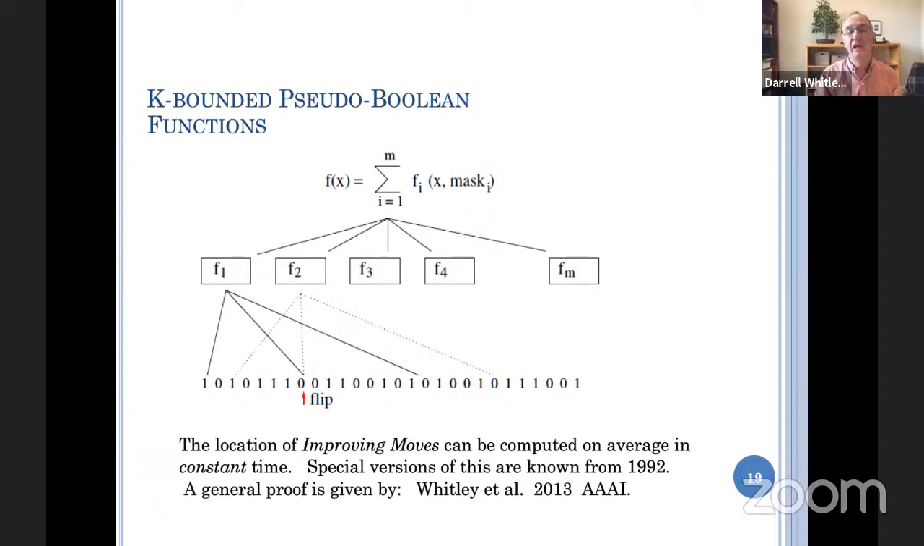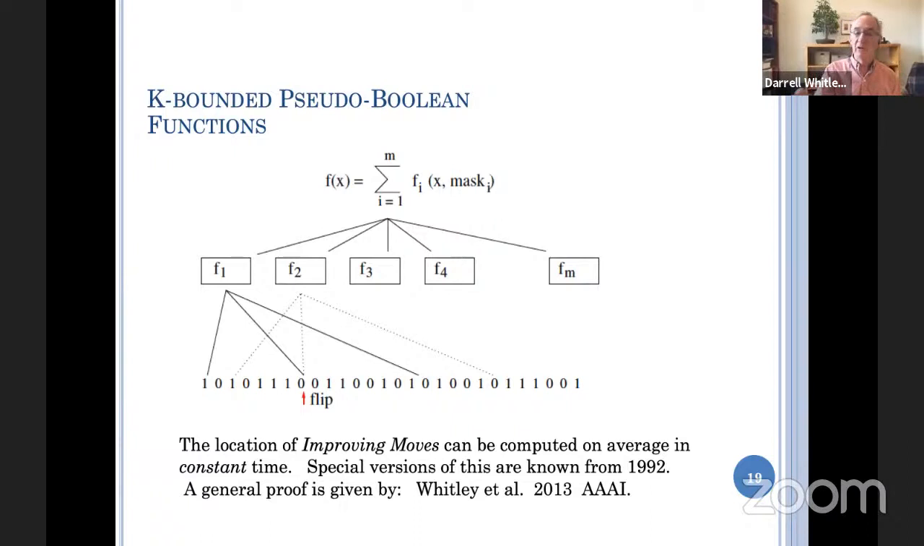I first discovered this independently on my own through a Walsh analysis, which I'll mention. But my proof was general enough that I could apply it to all K-bounded pseudo-Boolean functions and also give complexity results, tying complexity to this in a very concrete, formal way. Previously, people had speculated that it's probably constant time, but I was able to prove rigorously that it was constant time. And I'll show you another version of this in a few minutes.